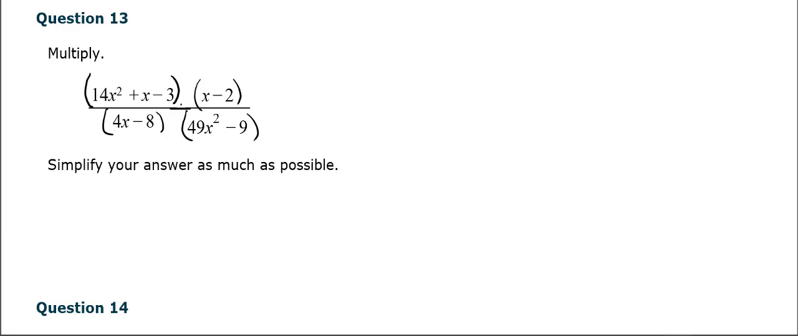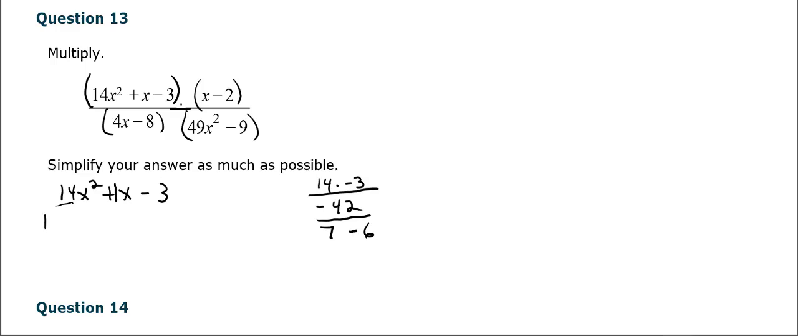So I'm going to start with the numerator and look at 14x squared plus x minus 3. The greatest common factor is 1, so I have to go to my AC method or reverse FOIL method since my leading coefficient is 14. So I multiply 14 times negative 3, and that gives me negative 42. So I'm looking for the factors of negative 42 that add to my middle term, which is a positive 1. So that would be a positive 7 and a negative 6.